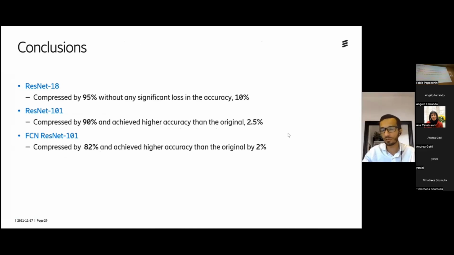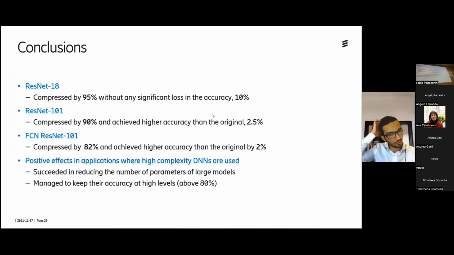So for medical applications, even a 0.1 accuracy drop may be crucial. But for other cases, a 10% accuracy drop might be acceptable. So depending on our use case, we can compress the model as much as we want.